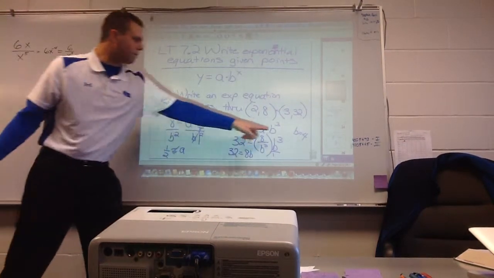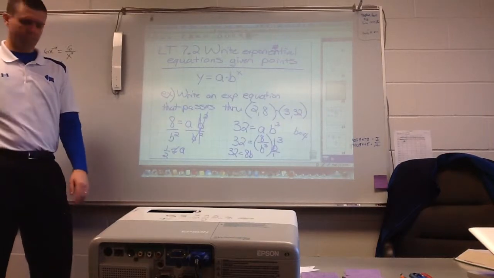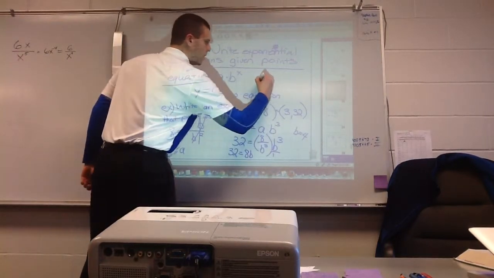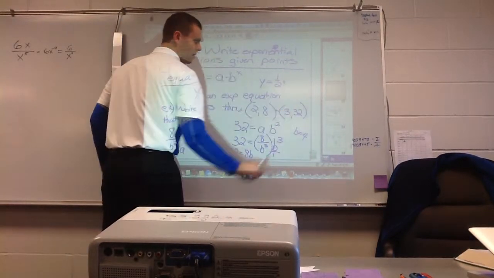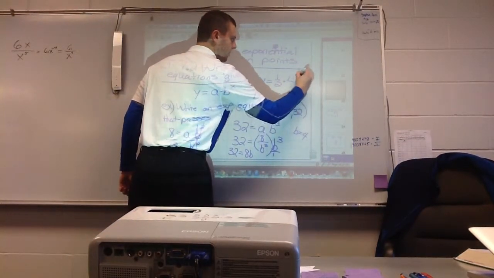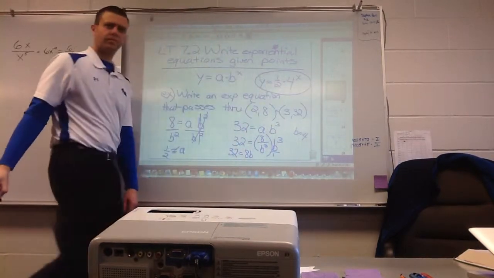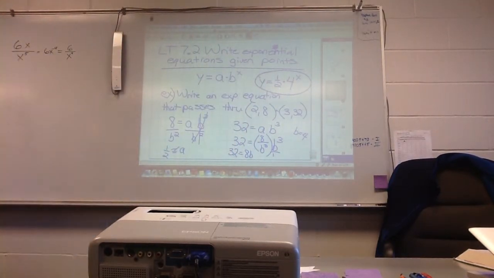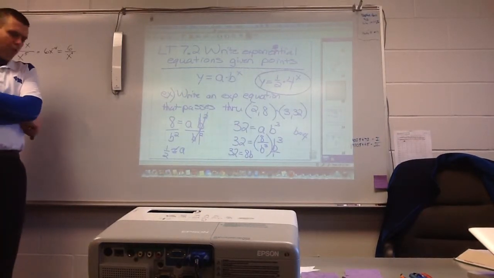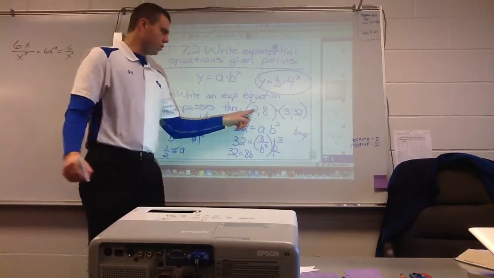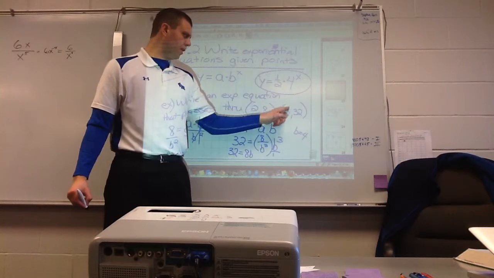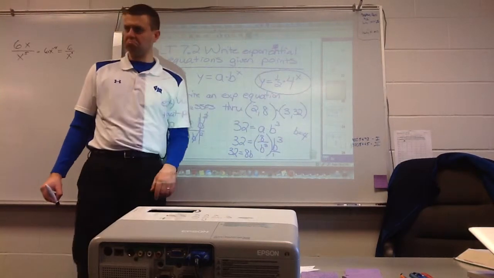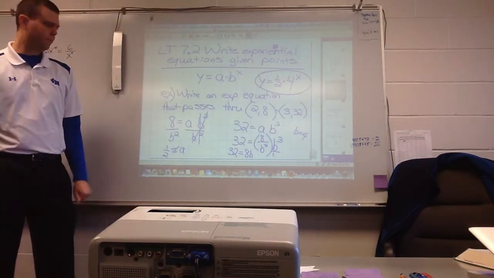So a is 1/2, b is 4. Can I write my answer? What's it going to be? Y equals 1/2 times 4 raised to the x power. Okay? And then if you want to, could you check? Could you plug in 2 for x and hope that you get 8 for y? Could you plug in 3 for x and hope that you get 32 for y? Yep, that's what I would probably do.